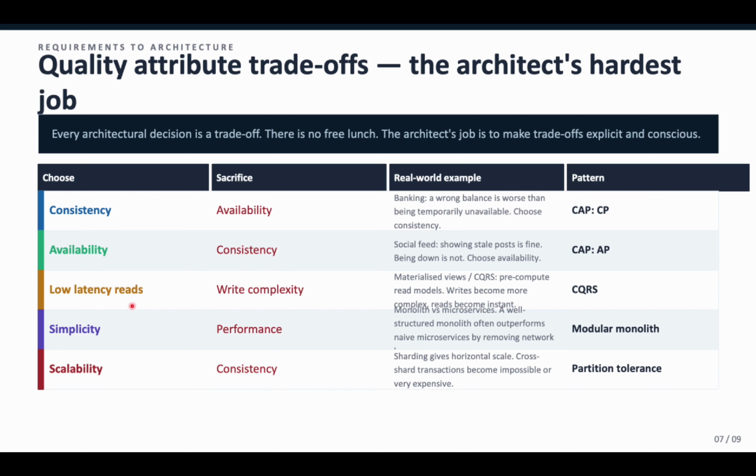Then we have low latency reads. If you choose low latency reads, you sacrifice write complexity. This is the CQRS pattern, command query responsibility segregation. You pre-compute your read models so that reads are instant, but every write now has to update multiple read models. Writes become more expensive, reads become nearly free, and this is the right trade-off for read-heavy systems, right?